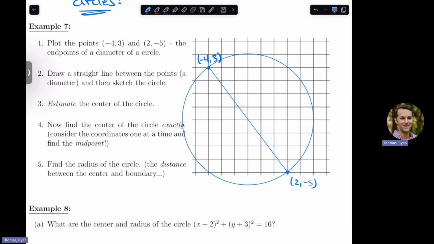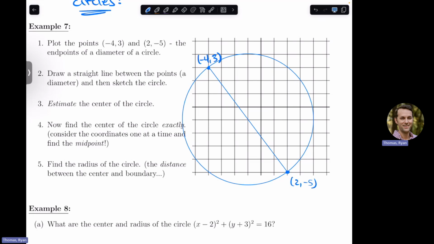Sketch the circle. I cheated a little bit because Notability does it for me. Although sometimes I try to draw a circle and it makes like, did you mean this? I'm like, no, but that's kind of insulting. Thank you. I didn't mean that.